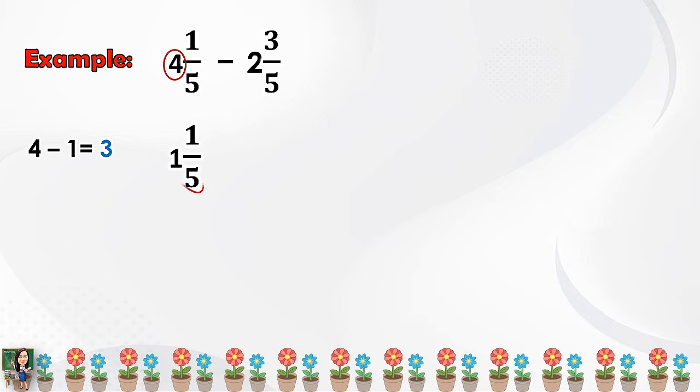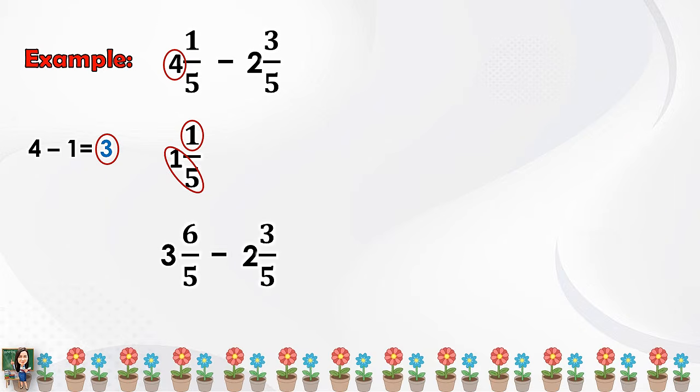Now multiply 1 times 5 equals 5. Then add 1. 5 plus 1 equals 6. So the fraction is now 6/5. We can now subtract this to 3/5. So now let's copy the whole number of the first fraction. 3, it's now 3 and 6/5 minus 2 and 3/5.